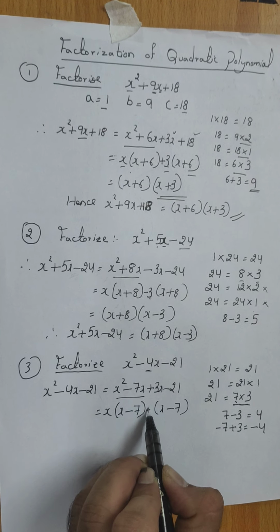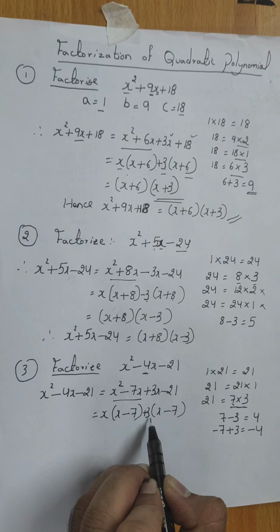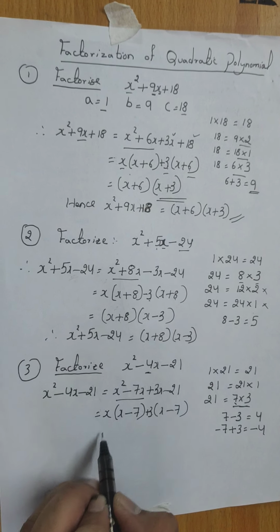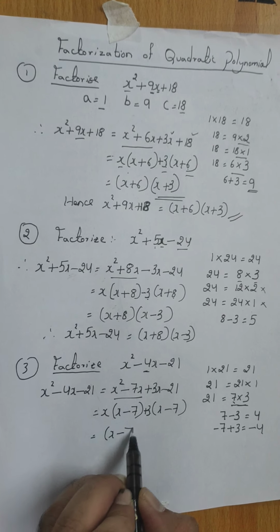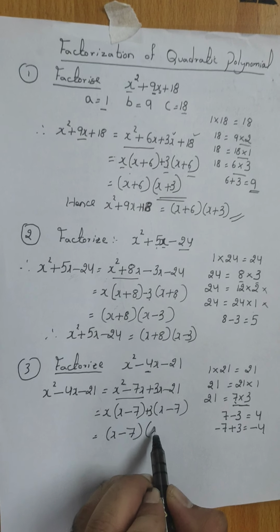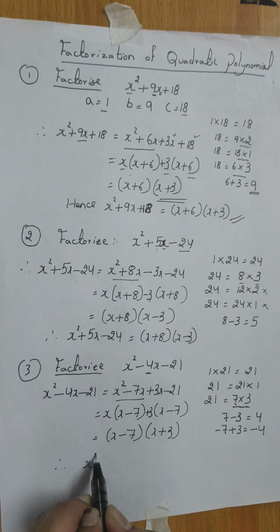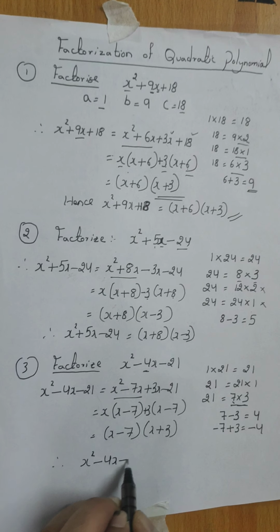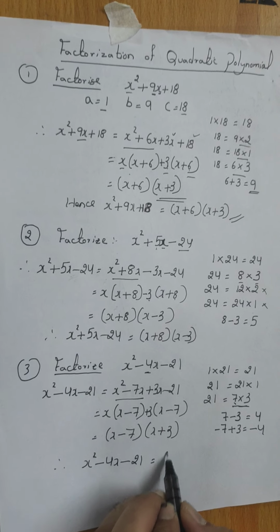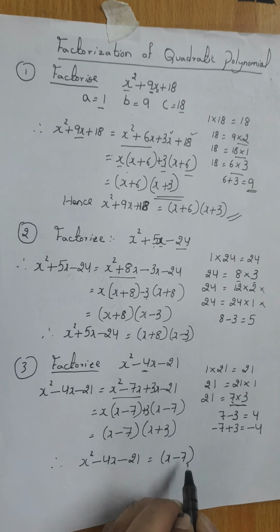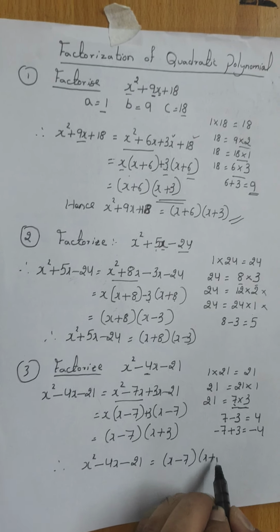That means I have to multiply with 3, because 3 into x is 3x and 3 into minus 7 is minus 21. The common is x minus 7. Then what is left? X plus 3. Therefore the factors of x square minus 4x minus 21 are x minus 7 and x plus 3.